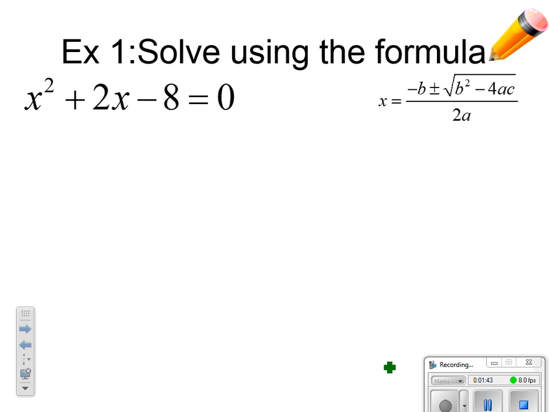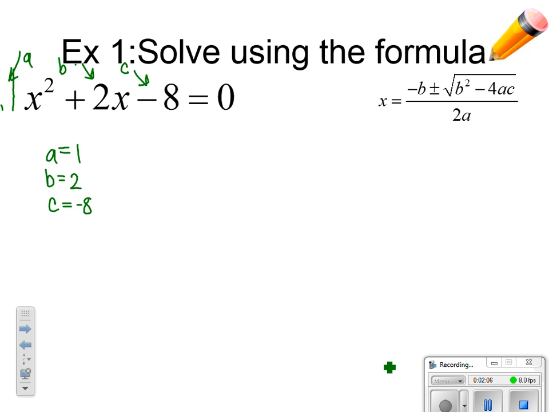We have to identify a. Oops. Okay, my board is kind of off here a little bit. Sorry about that. We need to identify a, we need to identify b, and we need to identify c. So a is the number in front of the x squared, which is a 1. b is a 2. And c is a negative 8.